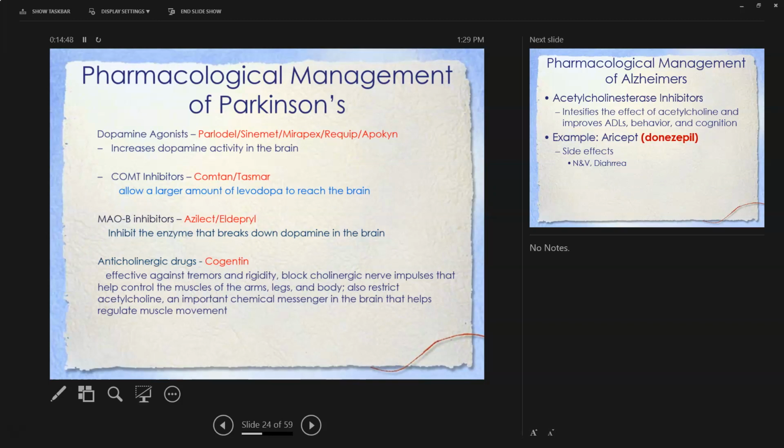So I said dopamine was one of the pharmacological management targets, and so they give dopamine agonists such as Parlodel, Sinemet, Mirapex, Requip, Apokyn. They're coming out with new ones all the time, and they help increase the dopamine activity in the brain. There's lower dopamine activity in the brain, and that is what they have found is causing this.